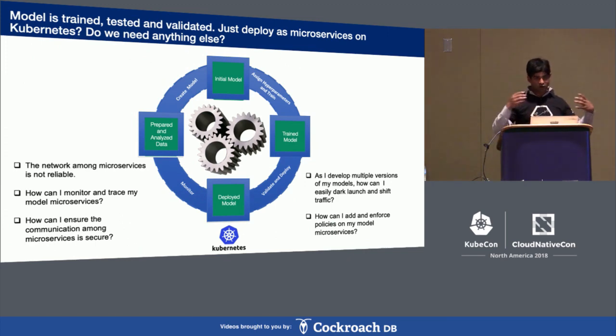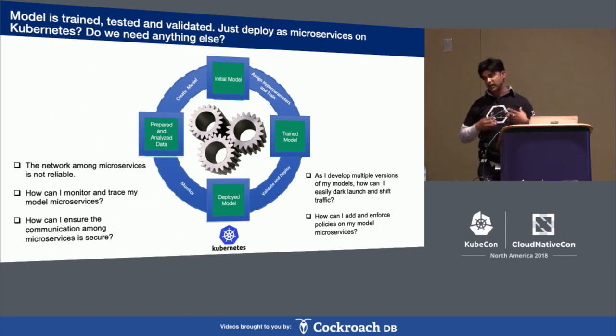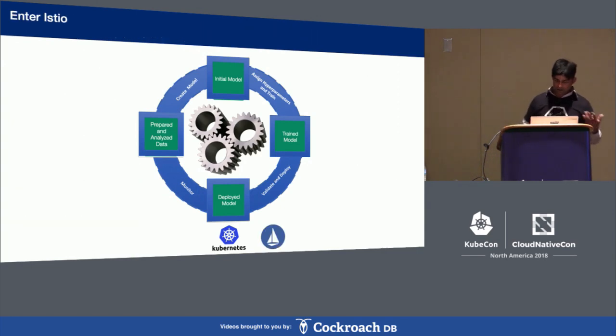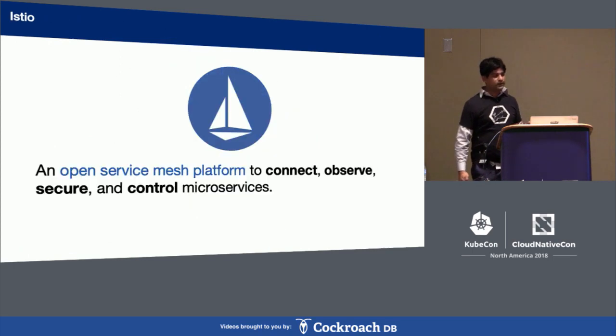As I talked about, this model training process is very iterative, very repetitive, right? So at many points, you will have different versions of the models coming in. How do you actually do A/B testing, canary testing, do a dark launch? A lot of those questions arise. For that, we use internally in IBM Istio, right?